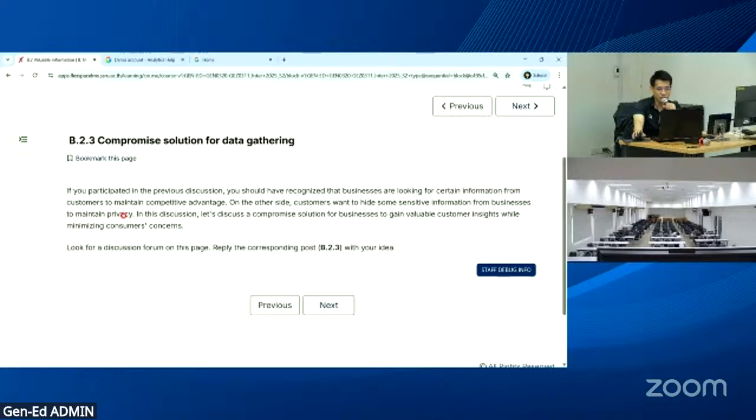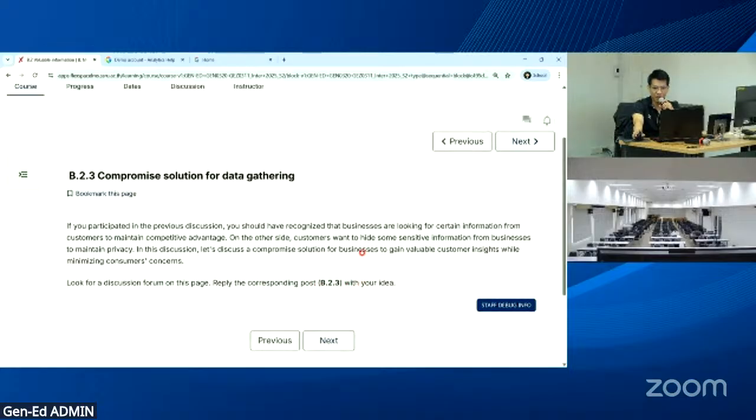So what is the compromise solution for the business to gain valuable customer insight while minimizing consumers' concern? How to put your hands on the consumer information without having them concerned about their privacy or their security. So look for the discussion forum on this page and reply to the corresponding post B.2.3 with your idea.